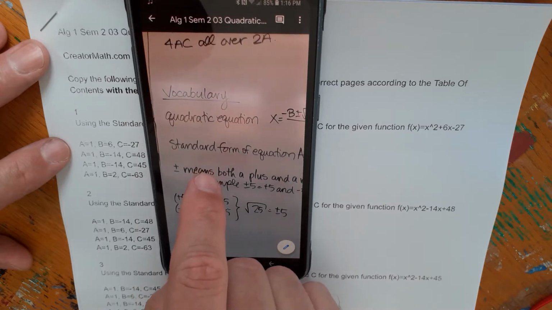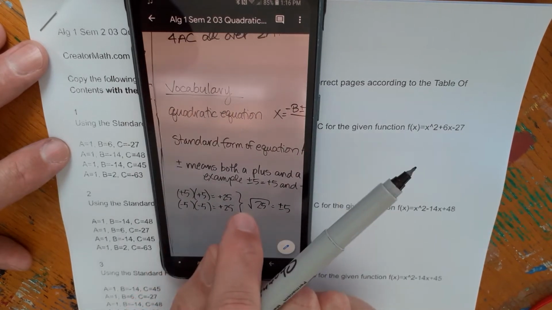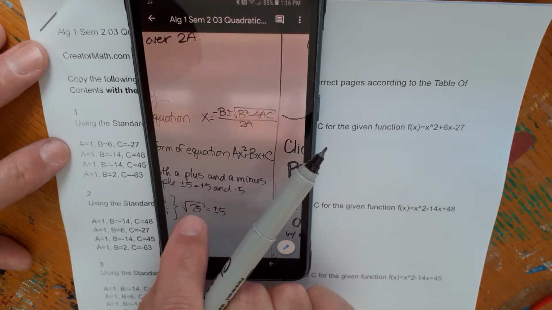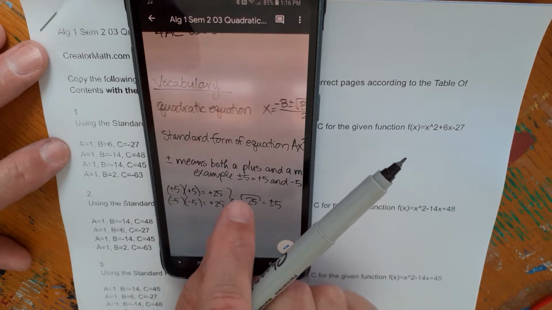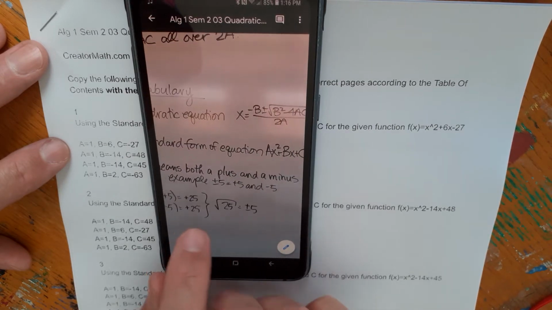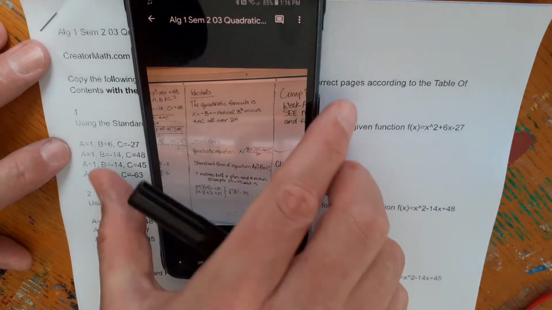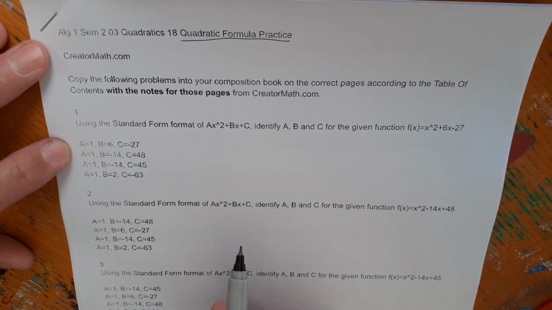You're definitely writing this in your comp book first. Quadratic equation, there it is again. Standard form of the equation, ax squared plus bx plus c, we're going to see that. Plus minus means it's both adding and subtracting that number. And that's about it. So copy those notes in first, then go and do these problem sets.